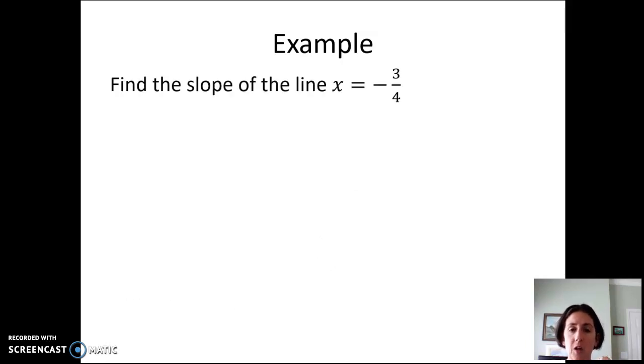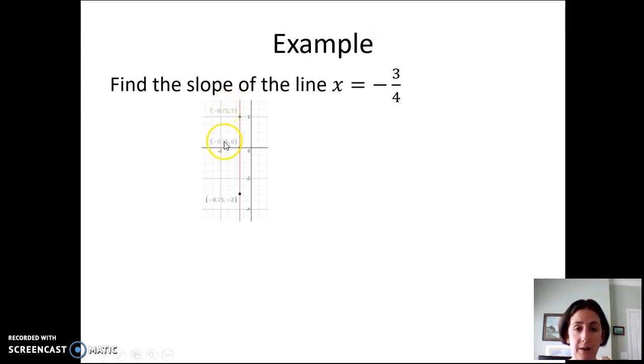Now finding the slope of x equals -3/4. Now this is just x equals a number. This means that no matter where you are on this line, the x value is always -3/4. This forms a nice vertical line where the x value is always the same, -3/4, and the y value changes. And we know that the slope of a vertical line is undefined, so this line has an undefined slope.